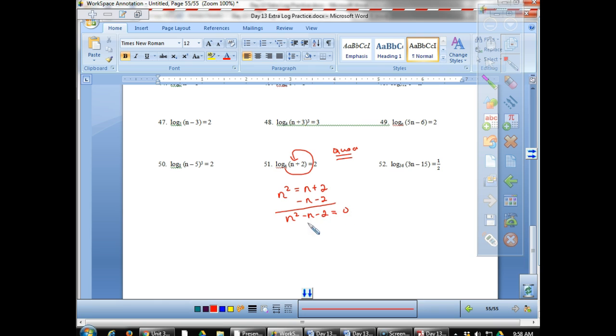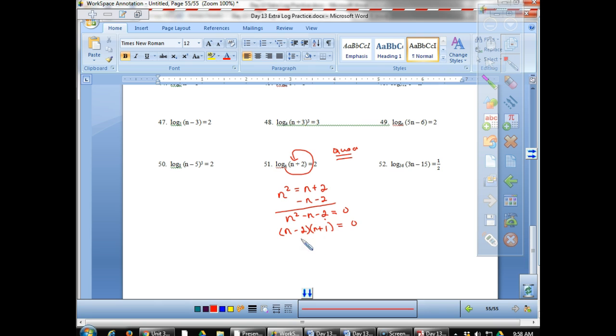And then I have to factor this. So I'm looking for factors of negative 2 that add to a negative 1. So that's just going to be a positive 2 and a negative 1. Sorry, I got that backwards. That will be a negative 2 and a positive 1. Always check your work. So n times n is n squared. This is n. This is minus 2n to give us this middle term. And then negative 2 times 1 is negative 2.